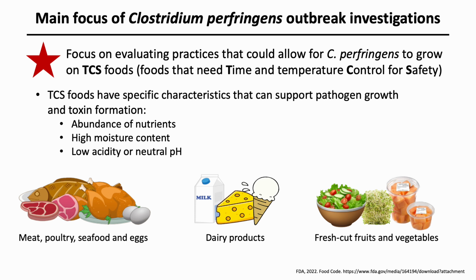TCS foods have specific characteristics that make them higher risk for growth of pathogens such as C. perfringens. For example, an abundance of nutrients, high moisture content, and low acidity or neutral pH. Some examples of TCS foods include meat, poultry, seafood, eggs, various dairy products, and fresh-cut fruits and vegetables.